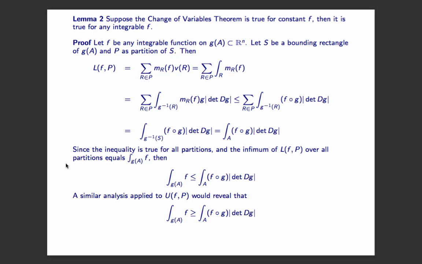Now, a similar analysis applied to the upper sum as we did to the lower sum would reveal the opposite inequality. So because the integral of f is less than or equal to and greater than or equal to the integral of f composed with g times the determinant of the derivative of g over A, we get equality. So if the change of variables theorem is true for a constant f, then it's true for any integrable f.